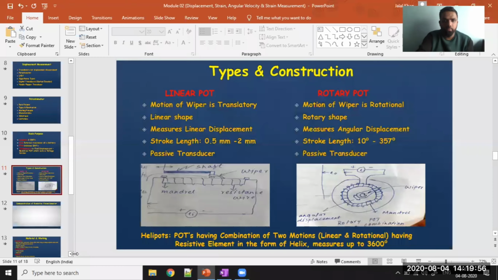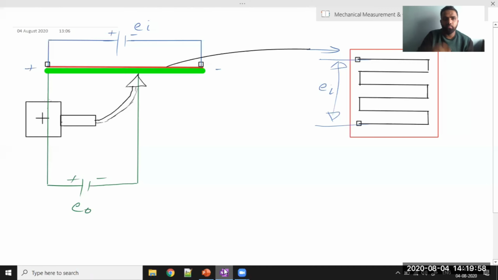End show. Now we'll just see this diagram. I've already drawn this diagram, I'll just explain it to you. This is the thing that I wanted to explain. This is my potentiometer topic.